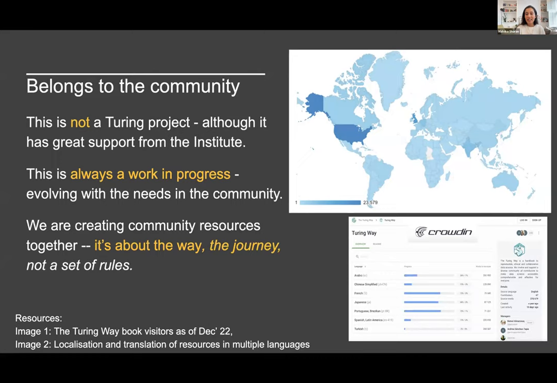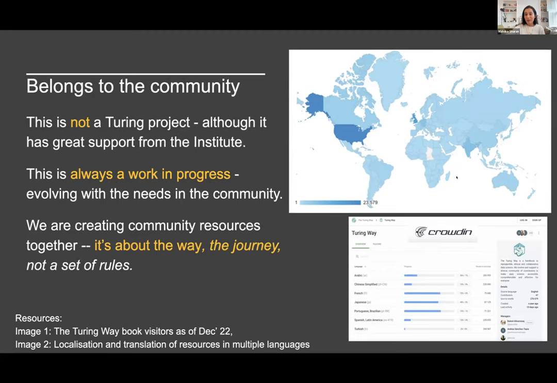So this is just a nice map of where the book is being used, which is worldwide, which is really fantastic to see. It also makes us believe that resources like this, a digital commons like the Turing Way, are quite an important resource for maintaining and perpetuating the practices that we want to see. We also have community members who are translating the book. We should not forget that the book is written in English, and not the entire world speaks English, or at least not as their primary language.